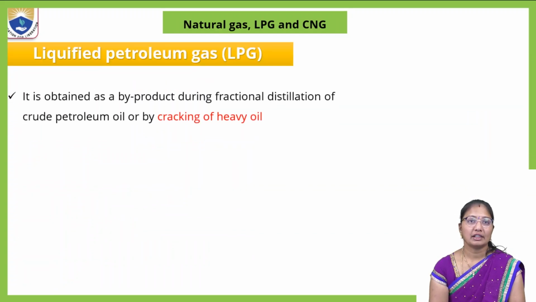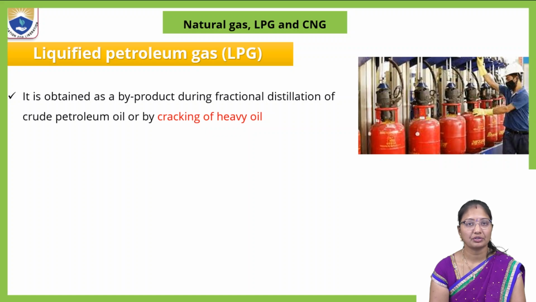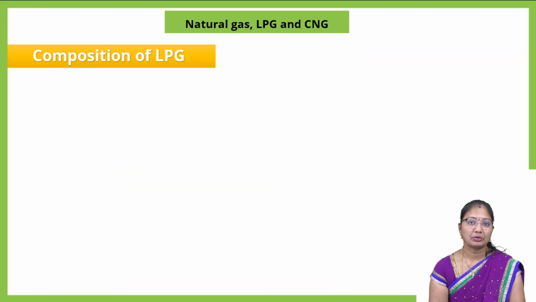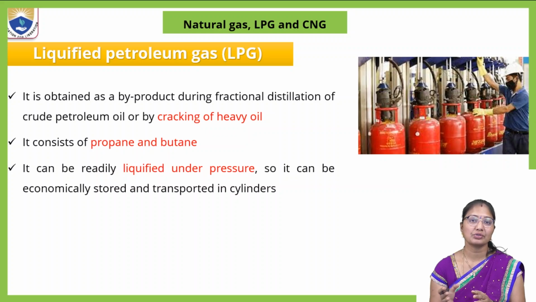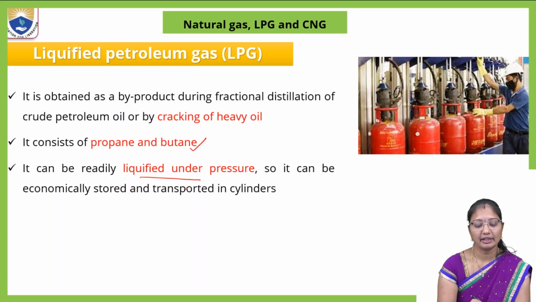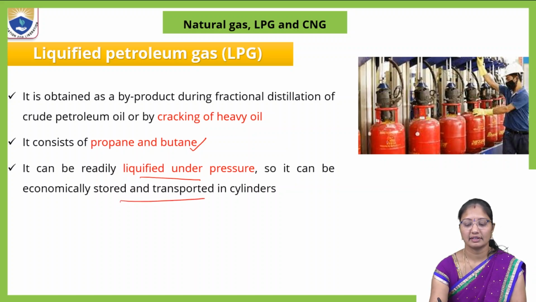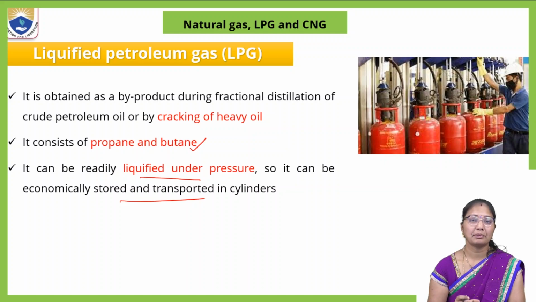Coming to the next type of fuel gas, liquid petroleum gas. It is obtained as a byproduct during the fractional distillation of crude petroleum oil, by cracking of heavy oil. Generally, the petroleum crude oil undergoes a series of reactions to get purified before use in the automobile industry. During this process, the byproduct formed is liquid petroleum gas. It consists mainly of propane and butane. It can be readily liquefied under pressure, so it can be economically stored and transported in cylinders like these. The storage is easy and it can be transported by fitting the cylinders with proper regulators.